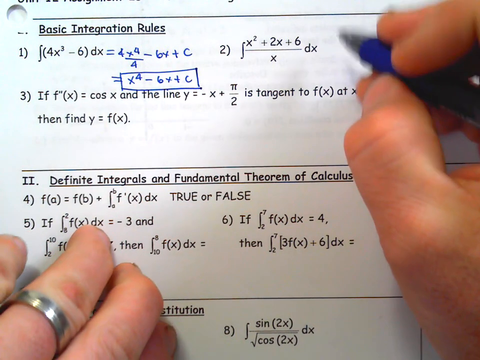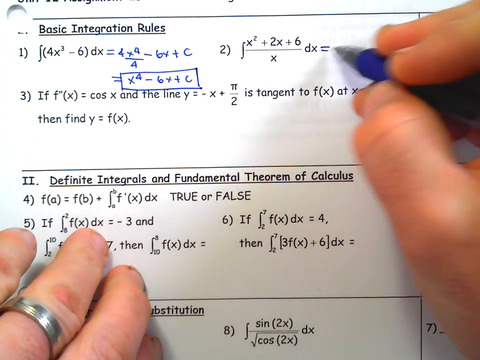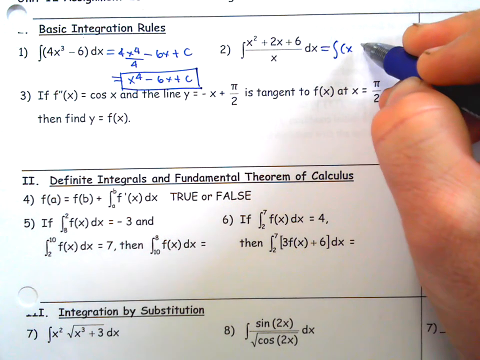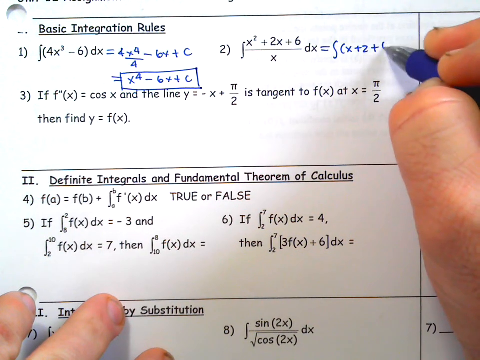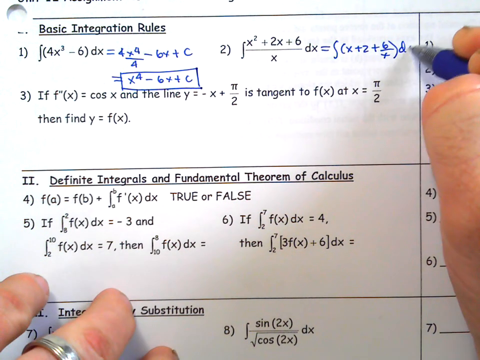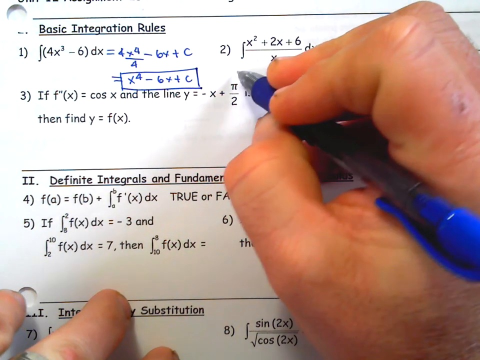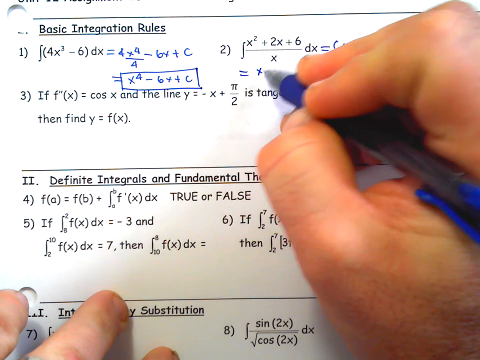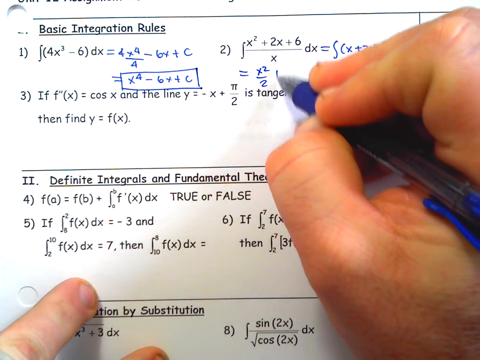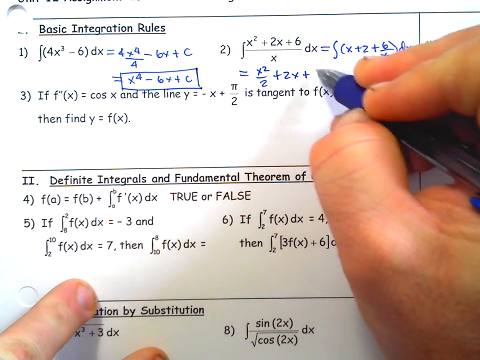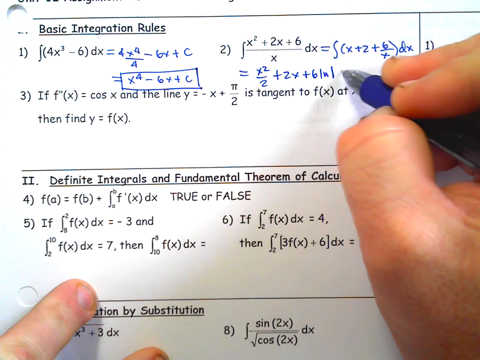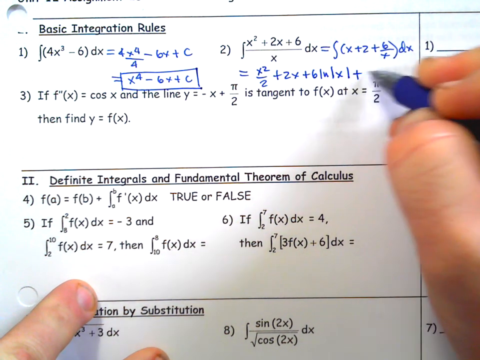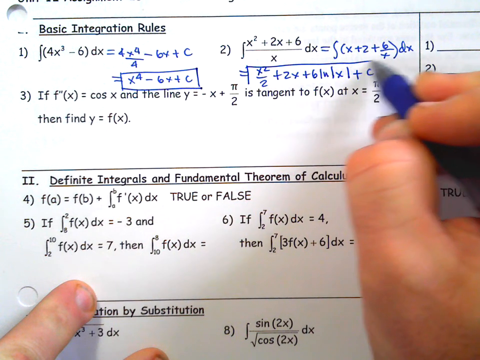It'd be easier to simplify this. Sometimes you want to simplify things before you start integrating. So we could distribute the division. We are allowed to do that. And then this would be x squared over 2 plus 2x plus 6 natural log of the absolute value of x. You need the absolute values plus c. Don't forget the plus c.